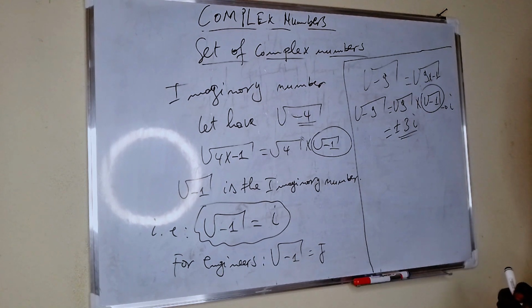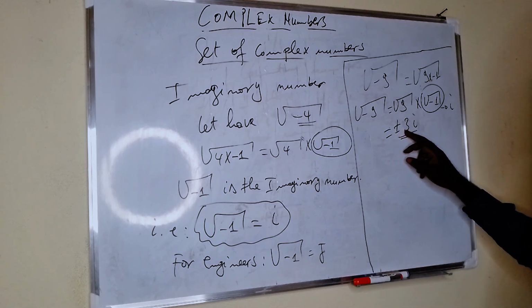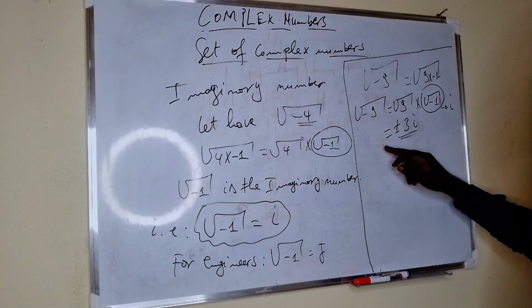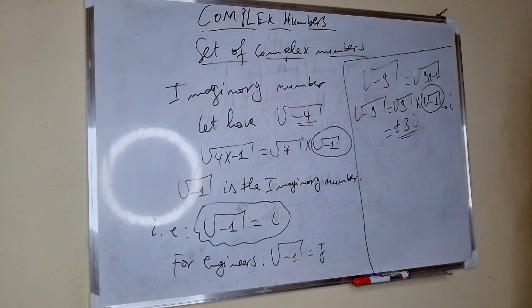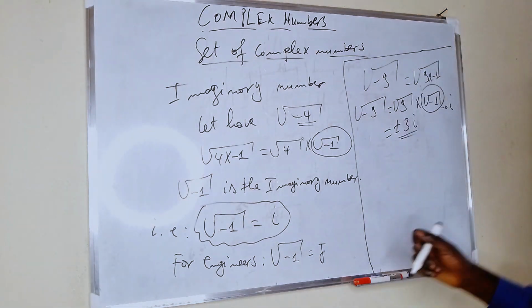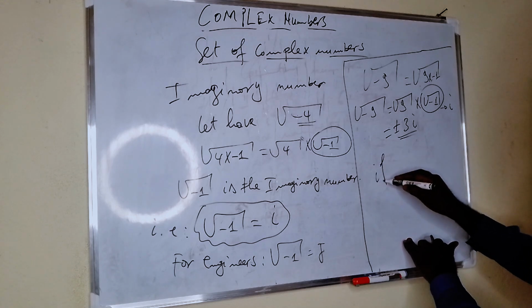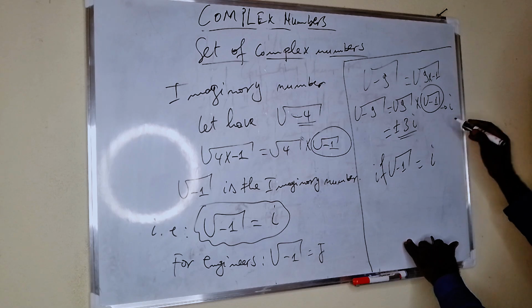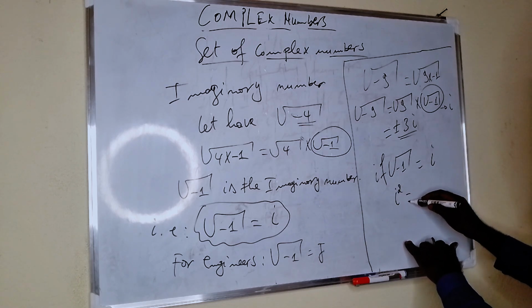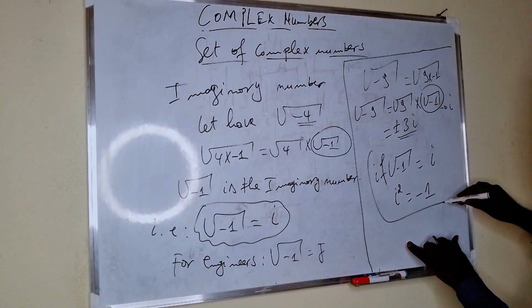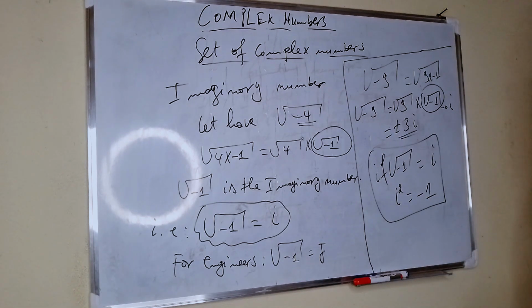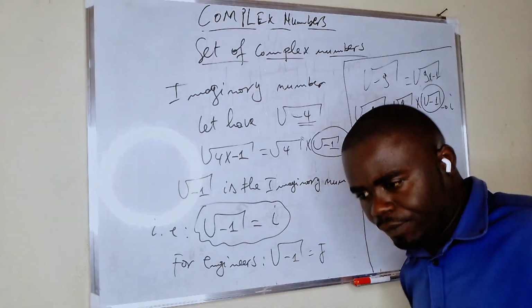So in complex numbers, we can say that the positive or negative square root of negative 9 is equal to positive or negative 3i. Then we have another property: if the square root of negative 1 is equal to i, also i squared is equal to negative 1. We can have this property. And this is the introduction about this imaginary number. You can have another example here, how we can apply it.